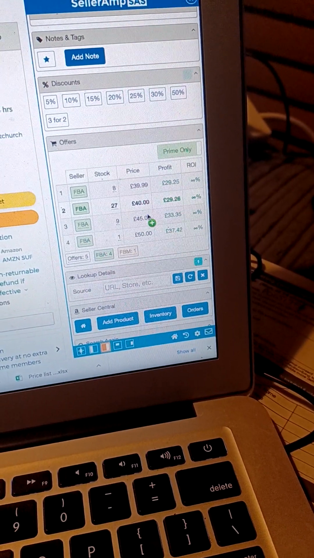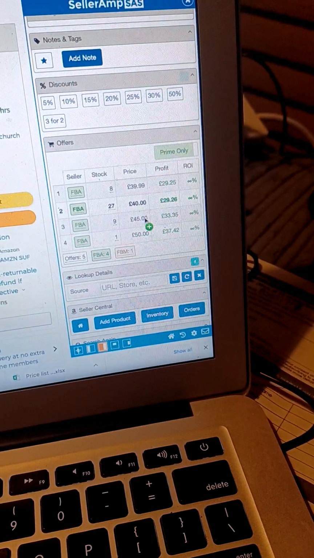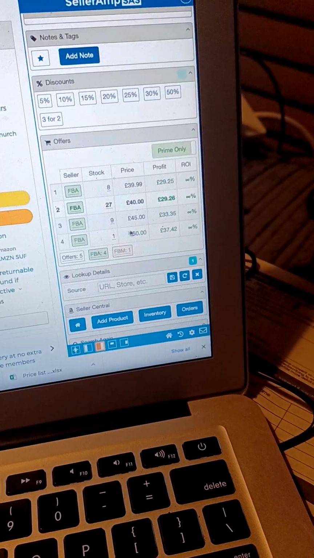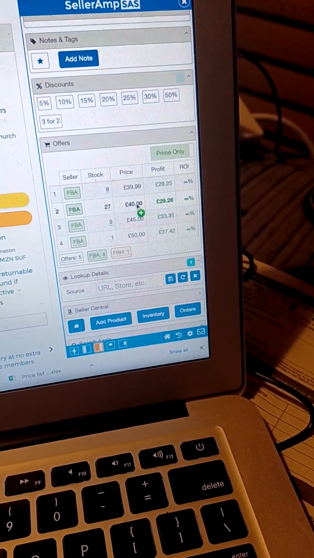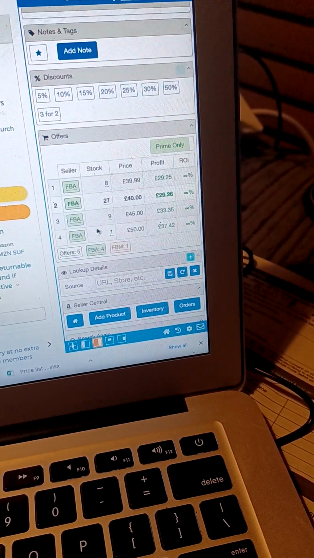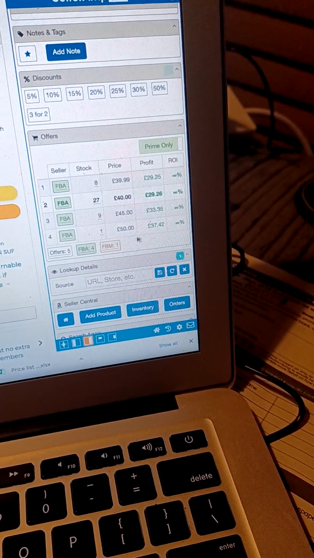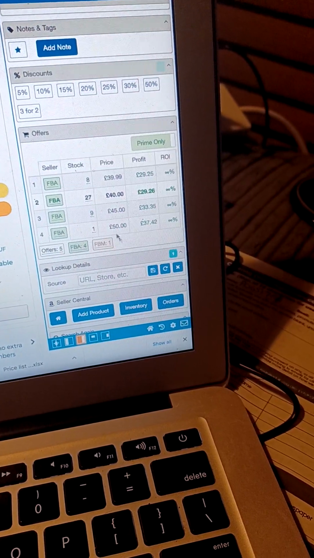But I'm not going to go 44.99 because that's just ridiculous. So I am going to price it at 45 quid. In fact, there's only one in stock at 50. So I'm going to price what I think this will sell at. These are my repricers. I would have my max at 50 and my min at 40, and my repricer can work in and amongst that range.